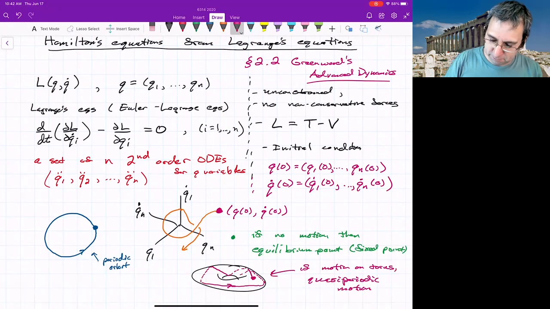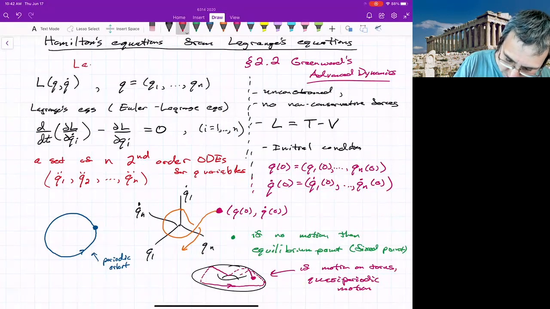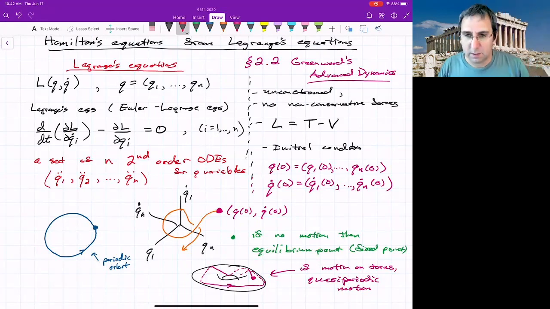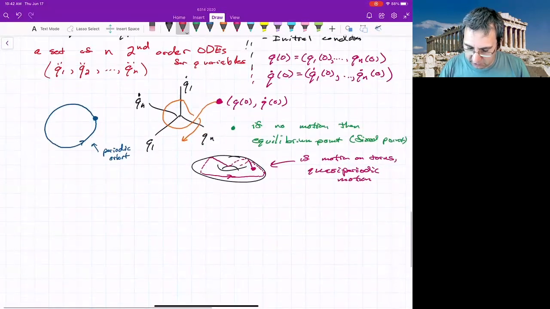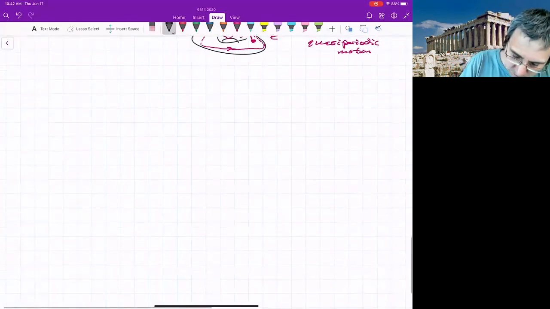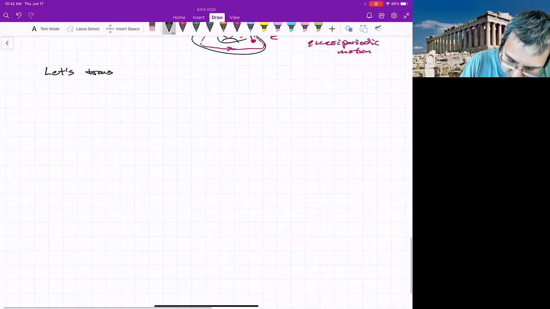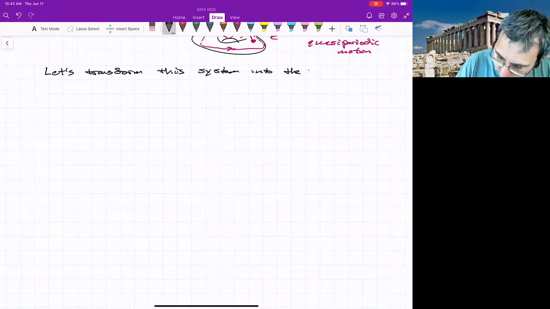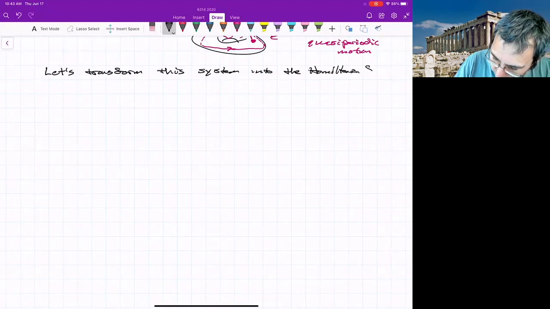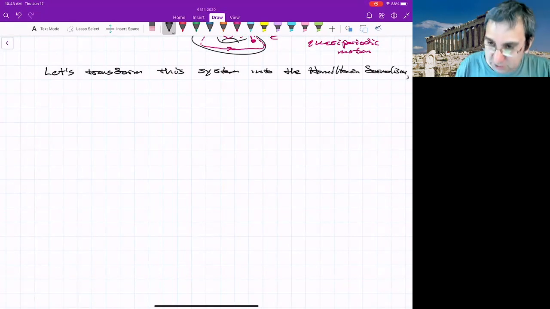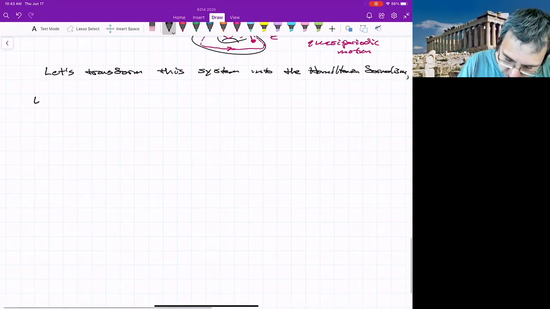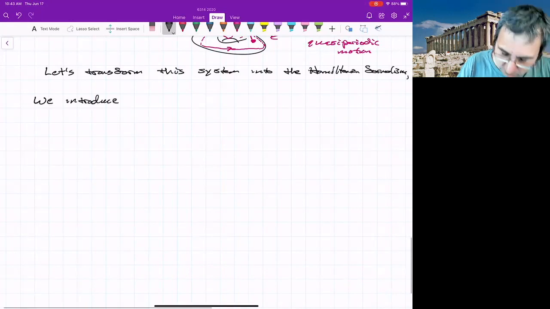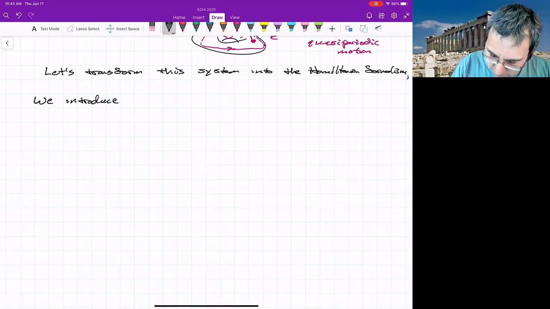But starting with Lagrange's equations. So these were Lagrange's equations. And if we wanted to, we could transform into Hamilton's equations. So let's do that. If we want to transform this into the Hamiltonian formalism, we introduce, as mentioned above, the generalized momentum.